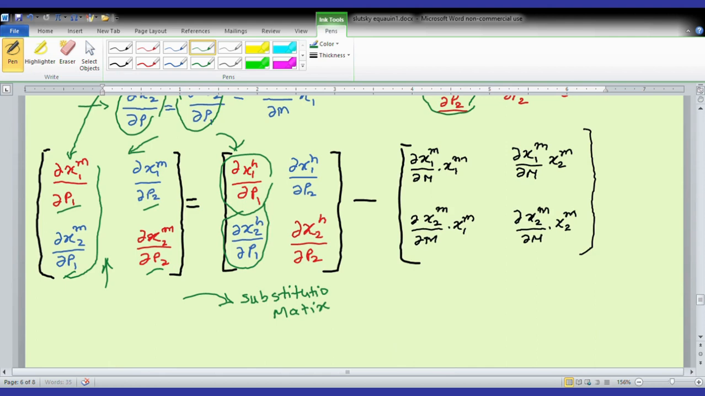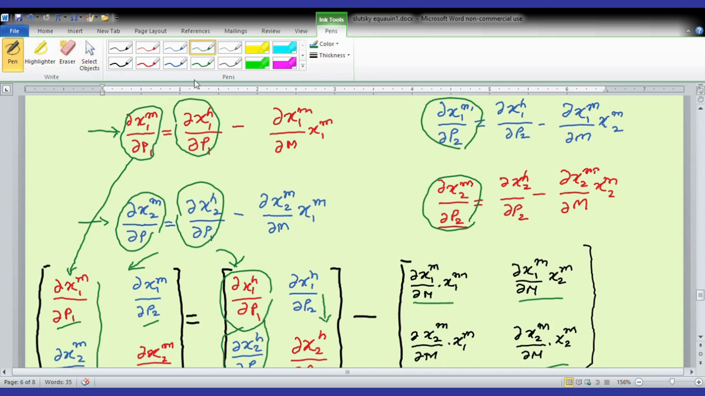So all the partial derivatives of the Hicksian demand functions with respect to P1 are in the first column, and in the second column all the partial derivatives of the Hicksian demand functions with respect to P2, and so on. Then we have written down the income effect matrix, again maintaining the order.